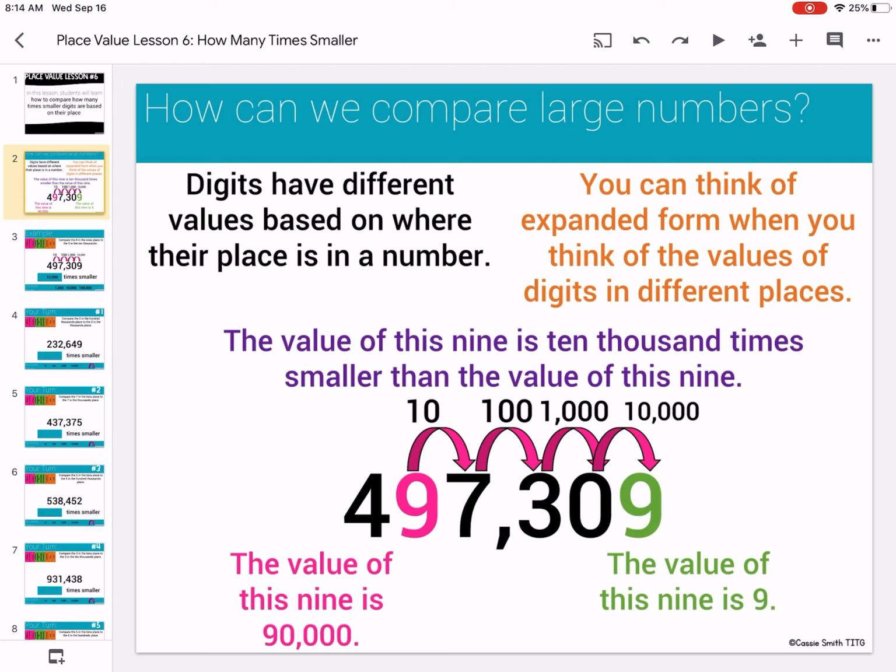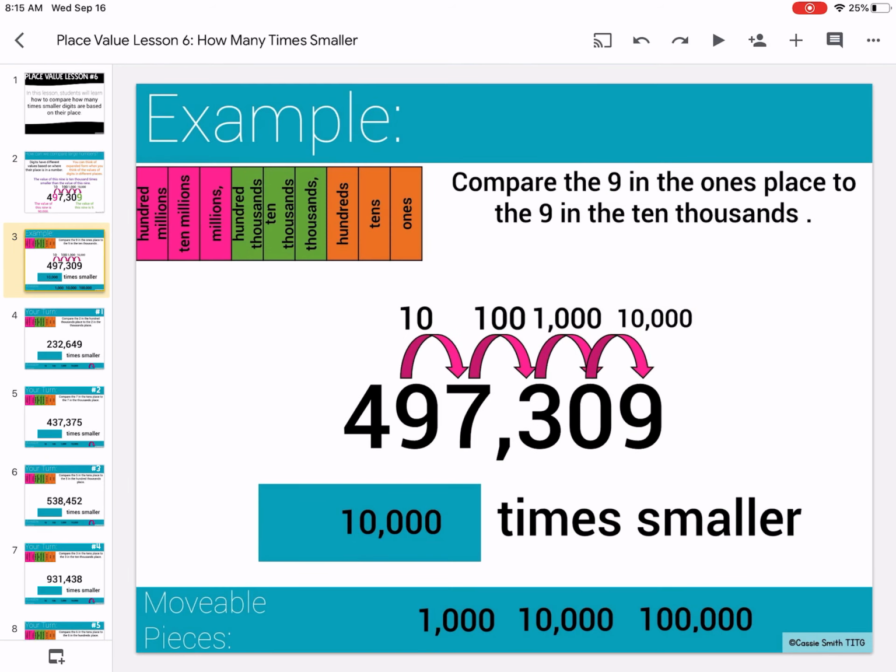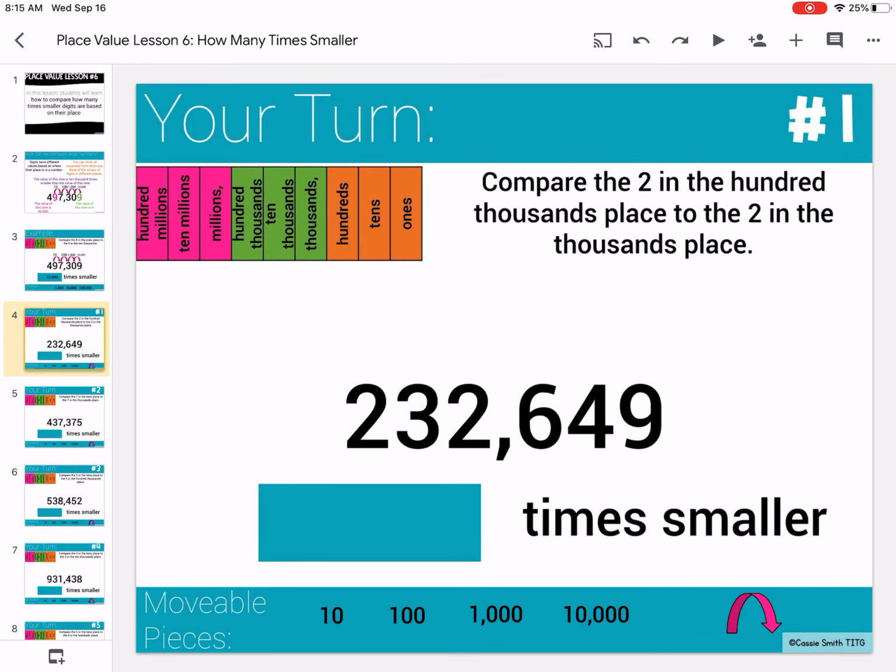So we know that the value of this 9 in the 10,000s place is 90,000. And that is 10,000 times more than the value of a 9 in our ones place, which is 9. But for this slideshow, we're going to say it backwards. So the value of this 9 in our ones place is 10,000 times less or smaller than the value of the 9 in our 10,000s place. So, we're going to do some examples. Don't forget to move your pink arrows to show me the movements that you make from place to place.